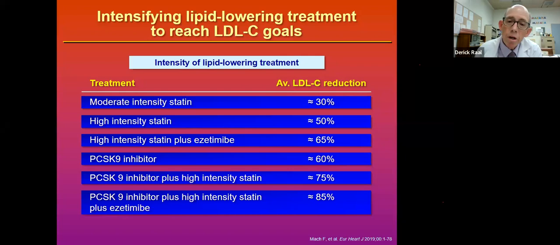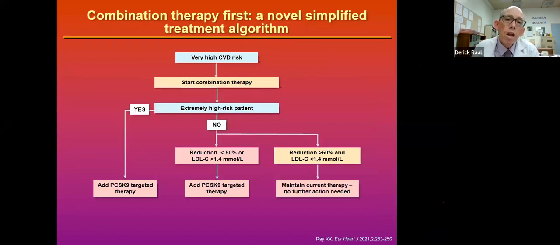So if you think about the way we used to treat hypertension, we used to start with one drug, then we'd add another, then we'd add a third. But as you know, for management of hypertension, we now often start with combination therapy: a calcium channel blocker plus a diuretic, a calcium channel blocker plus an ACE inhibitor. And exactly the same is happening in the lipid field. If you see a patient at very high cardiovascular risk, right up front, we should think about starting combination therapy. We should think about a combination of a statin plus ezetimibe, like we do in hypertension.